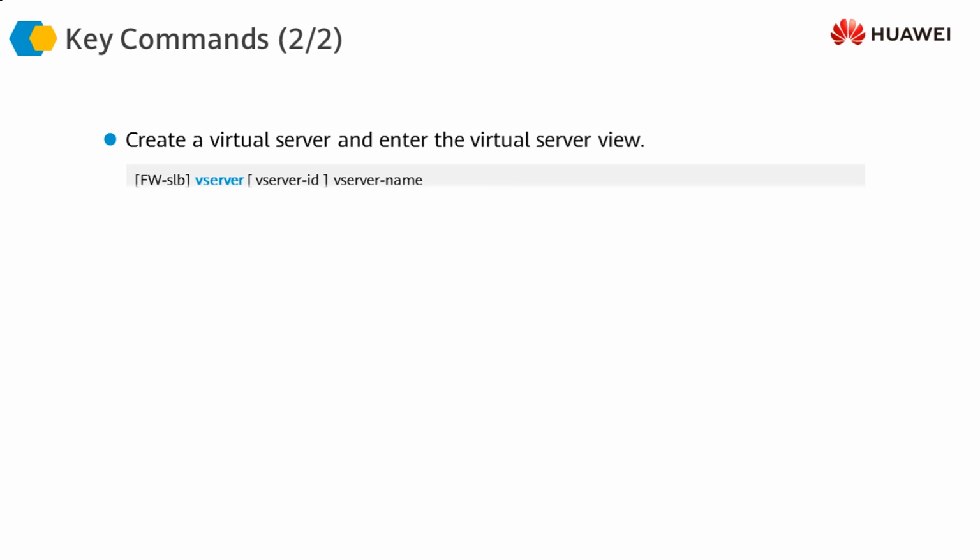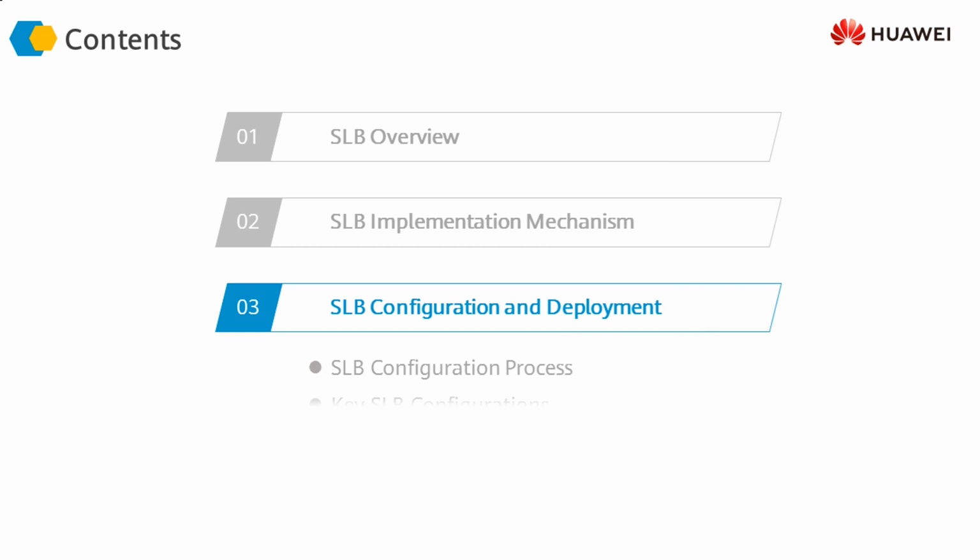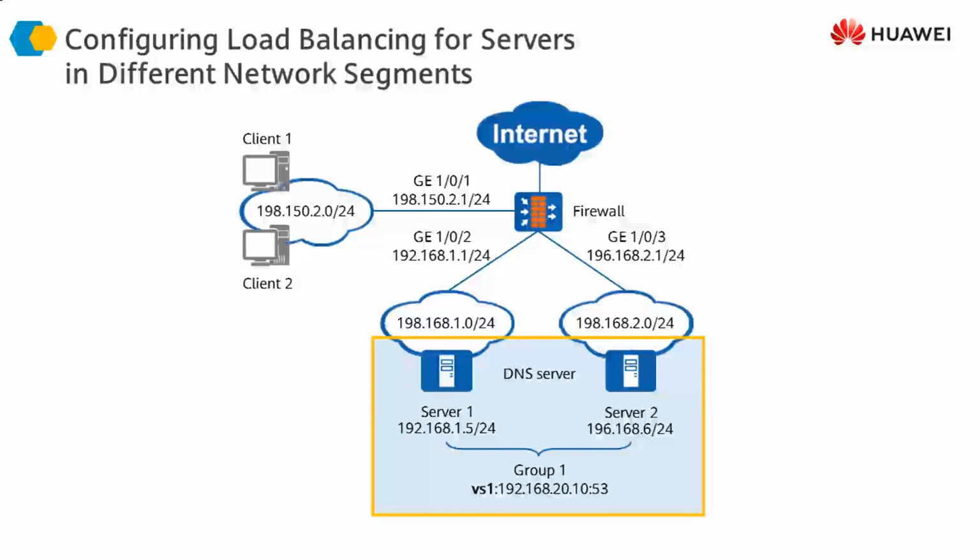Then we create a virtual server. We create a virtual server, give it a virtual server ID and give it a name. Then we assign it an IP address, and finally we are going to link this virtual IP address or this virtual server with a real server group. This configuration will be more understandable once we take a look at an example. Let's look at an example.